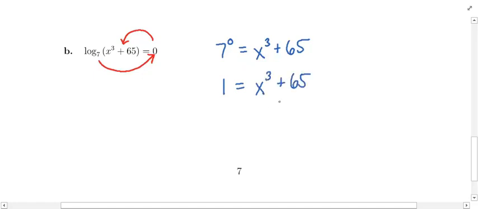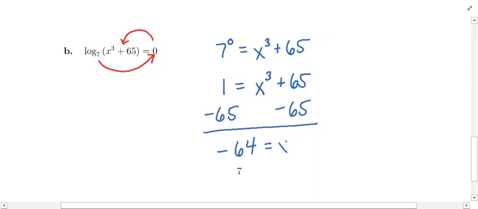So this is an equation we know how to solve. I need to get the x by itself. This is not an exponential equation, so we're just going to try to isolate the x here. We're going to move the 65 over, so I'm going to subtract 65 from both sides. This tells me that negative 64 is equal to x cubed. Then I'm just going to switch sides, so x cubed is negative 64.